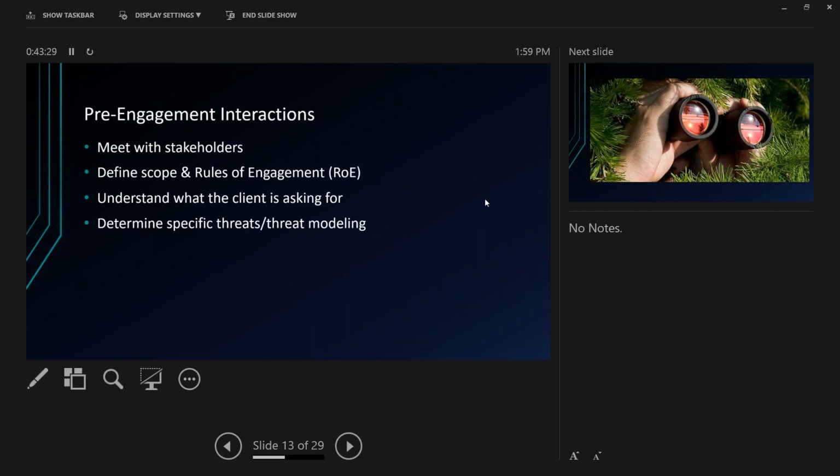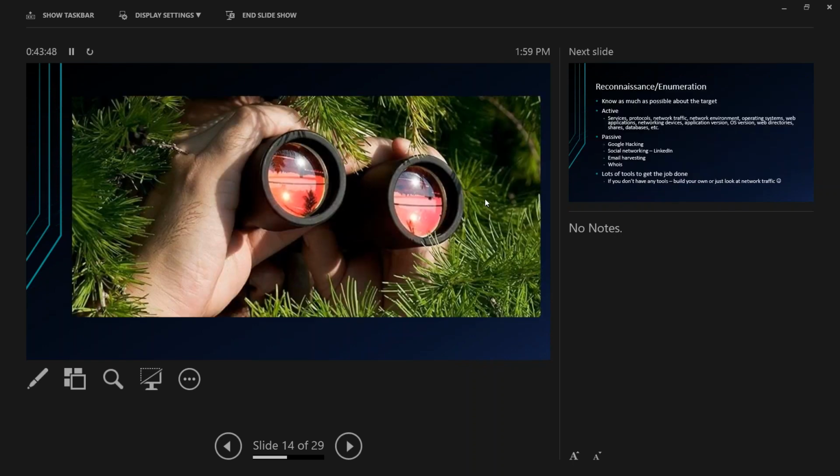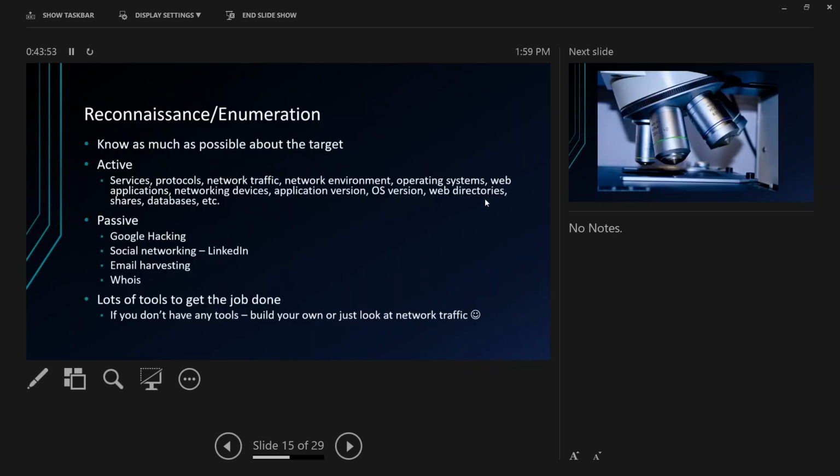But are they asking to see if they're vulnerable to ransomware? What are they asking for? And then, determine the specific threat. So determine what that threat is that they're trying to protect themselves against, and what defenses they have, so that you can circumvent those defenses and go forward. Enumeration. You get your little goggles on and you're looking around. Know as much as possible about the target. I've said this before. You need to know more about the machines than the admin.